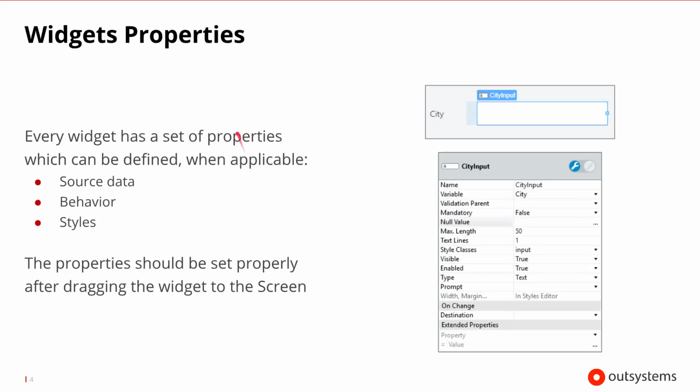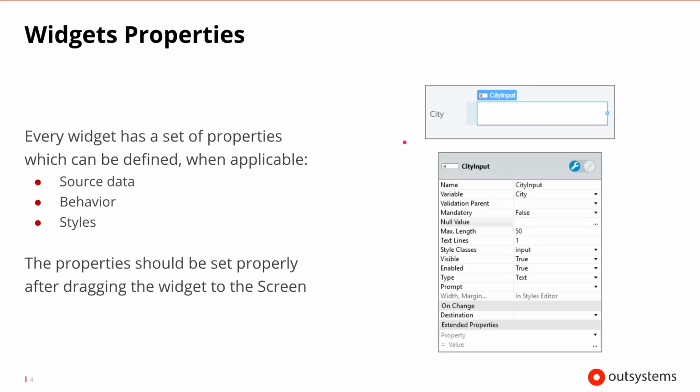Each of the widgets, when we drag and drop it to the screen, will also have a set of properties. Those properties can be defined, and typically the properties revolve around the source data that the widget needs, what the behavior of the widget should be, and the styles, or how the widget should actually look. Typically it's good to review these properties and set them as soon as we can when we drag them onto the screen.